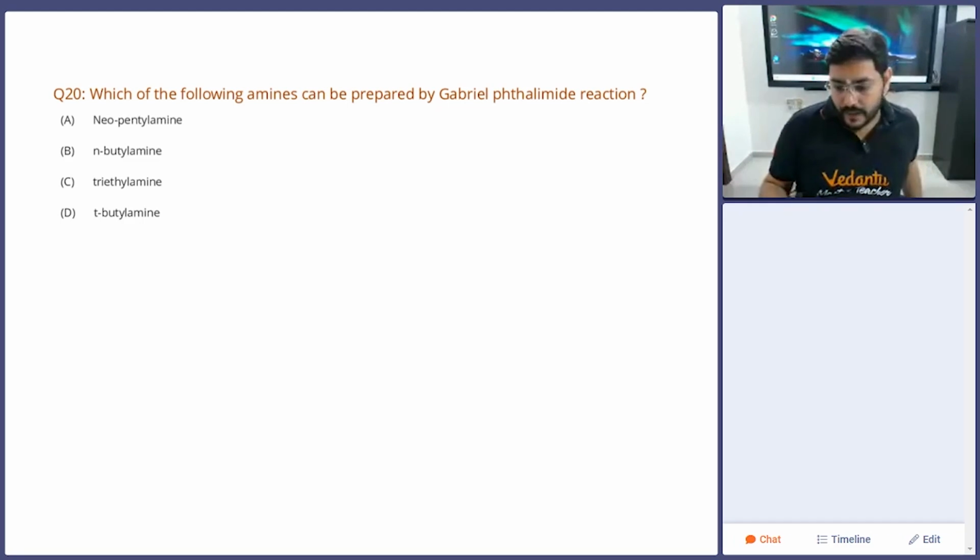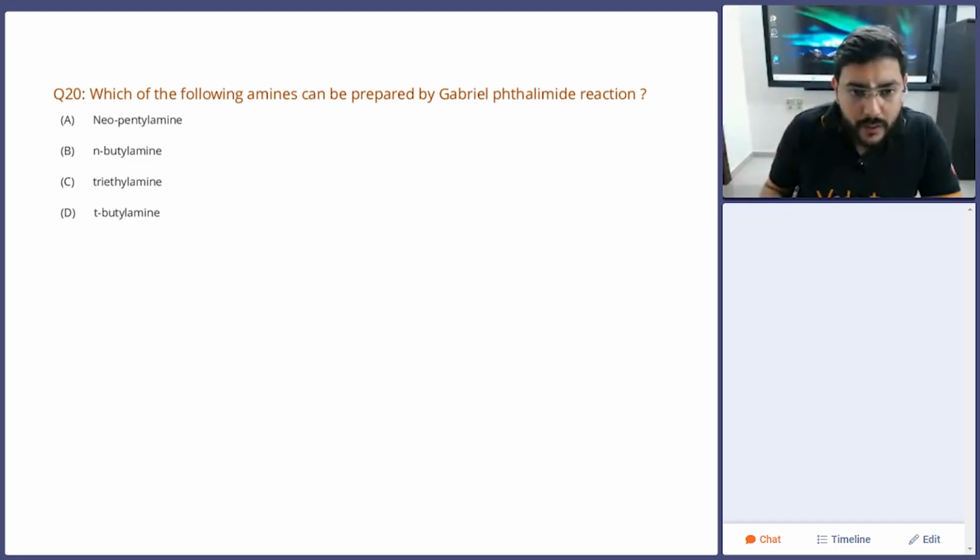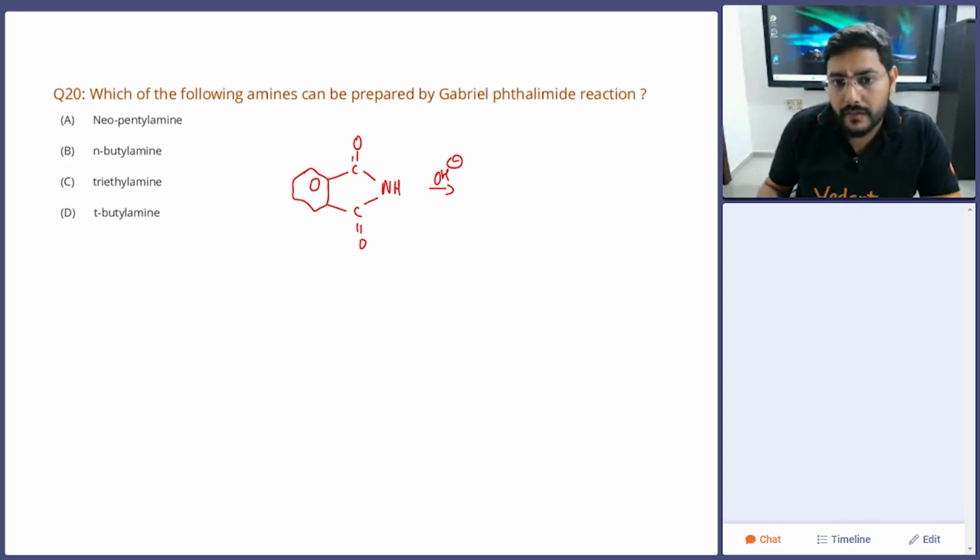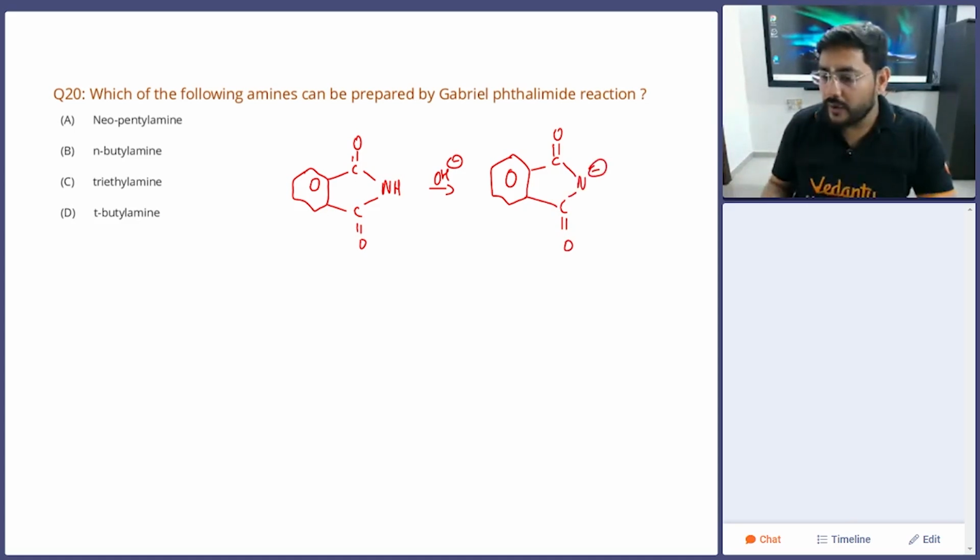Now here let's take an example. Suppose C double bond O, C double bond O and NH in presence of basic medium, what will happen? Proton is going to be abstracted out, in Gabriel phthalimide synthesis. So here N negative is going to be formed.